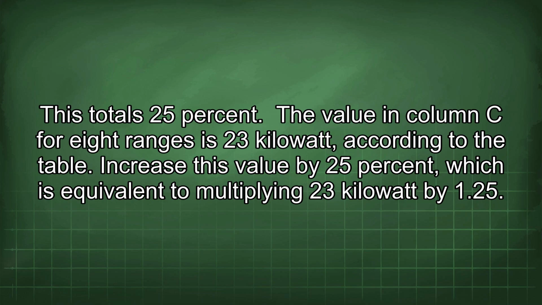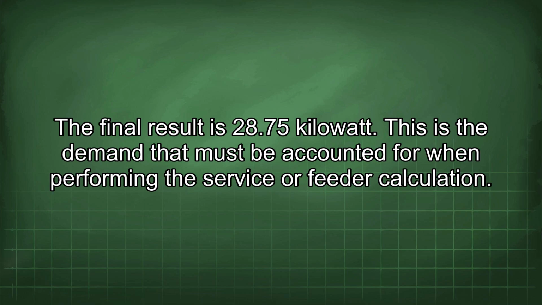Increase this value by 25%, which is equivalent to multiplying 23 kW by 1.25. The final result is 28.75 kW. This is the demand that must be accounted for when performing the service or feeder calculation.